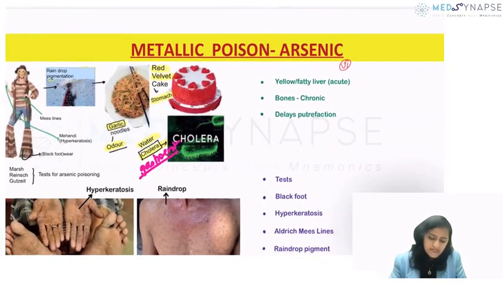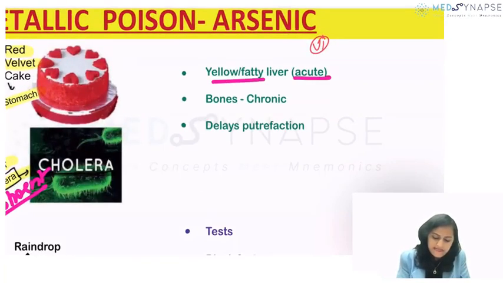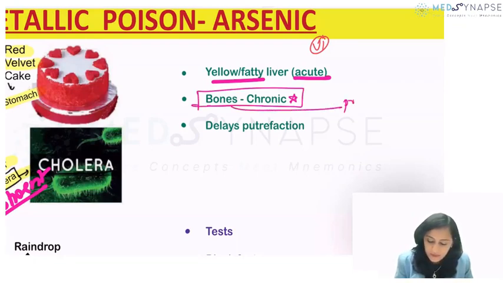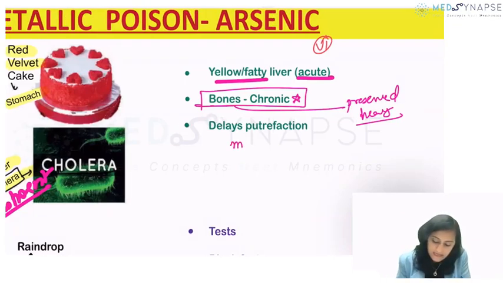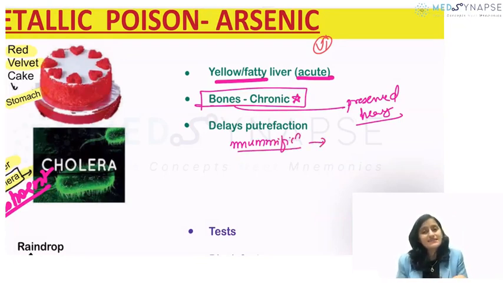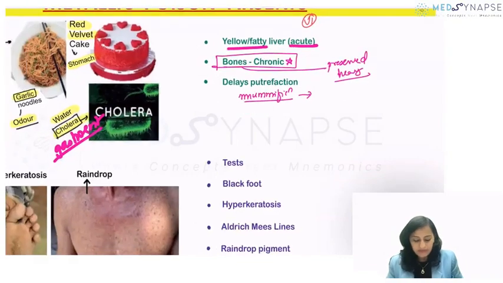In acute poisoning, it affects the liver, causes yellow or fatty liver. In the chronic, remember bones. In heavy metal poisoning, bones need to be preserved, right? Remember, this delays putrefaction and basically promotes mummification. So remember arsenic, the Marsh Reinsch Gutzeit test, she dies and becomes like a mummy. So mummification is what will be there.